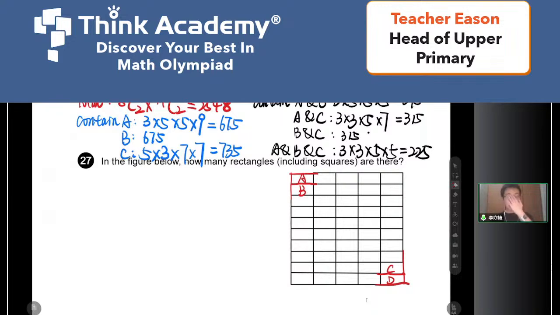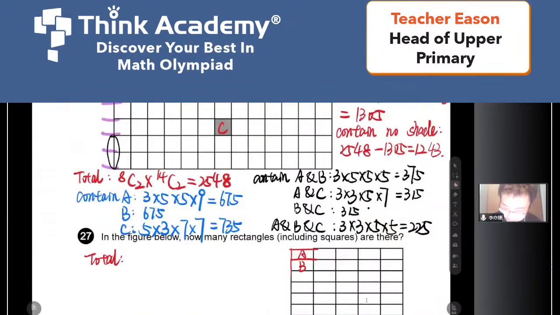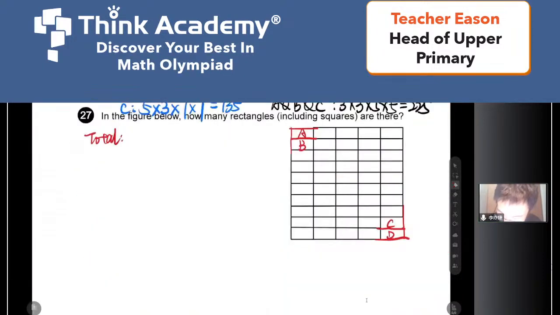So this is the easiest way for us to solve this problem. Firstly, after making it whole, we just calculate the total number of rectangles, right? How many vertical lines? 1, 2, 3, 4, 5, 6. 6 vertical, and 1, 2, 3, 4, 5, 6, 7, 8, 9, 10, 11. 11 horizontals, which means the total amount of rectangles should be, right?